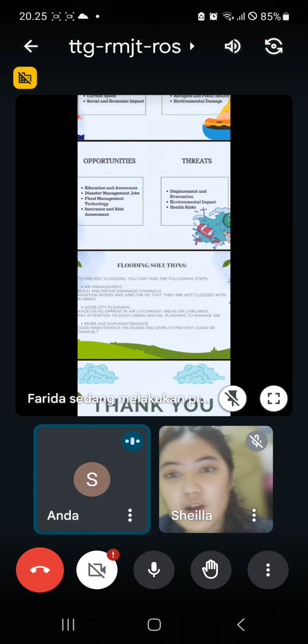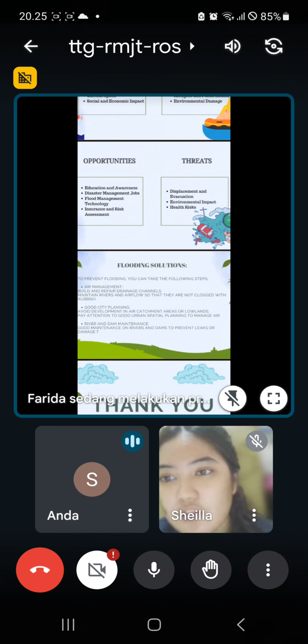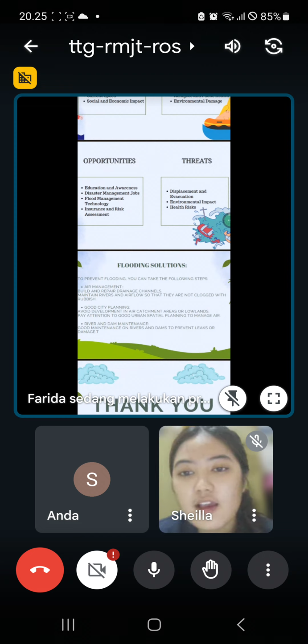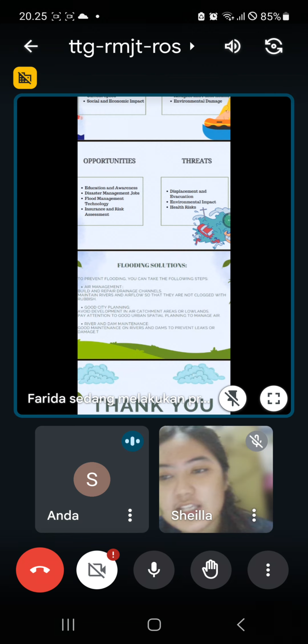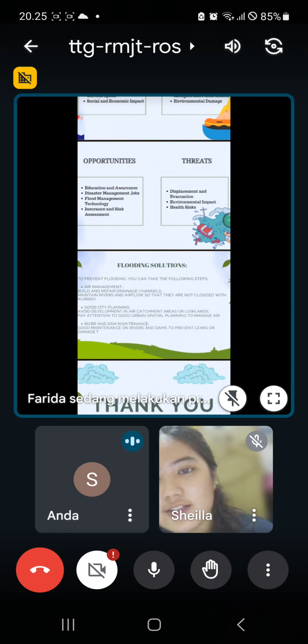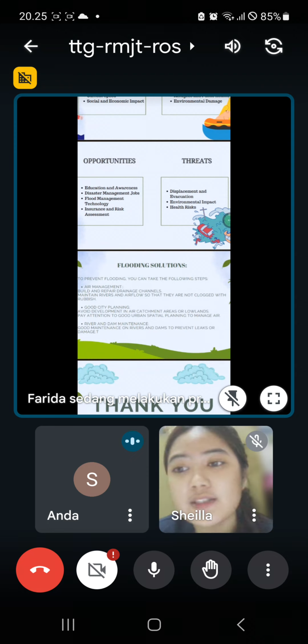And the third opportunity is flood management technology. Development of technology for flood monitoring, early warning systems, and other technological solutions. And the last opportunity is insurance and risk assessment. Insurance companies can offer disaster insurance products and risk assessment services to communities and businesses affected by flooding.